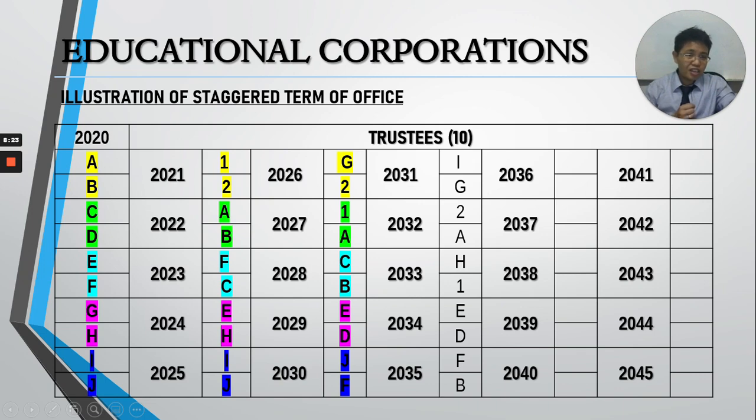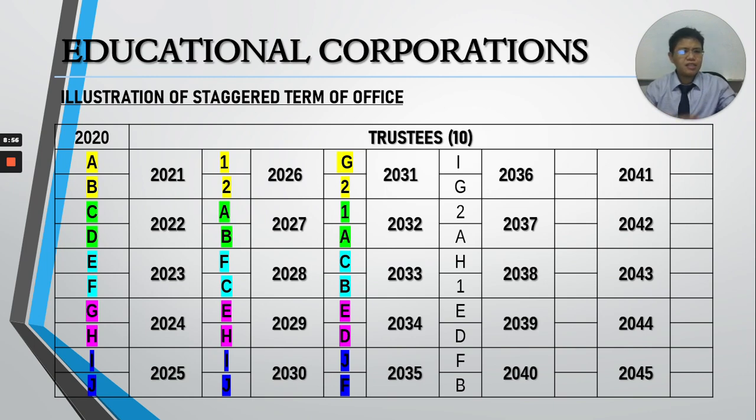Nakita nyo naman yung last na election, 2025, di ba? Next election, mag-expire yung term of office ni 1 and 2. So, nag-expire na yung term of office ni 1 and 2, na-elect si G and 2. Same is true with A and B. Remember, A and B will serve 5 years. Yan. As nakikita nyo naman, ang term of office din ni F and C, 2023 to 2028. 5 years na. Yung mga una lang, ang staggered 1 year interval. Tsaka iba-iba. Pero yung mga susunod, 5 years na lahat yan.